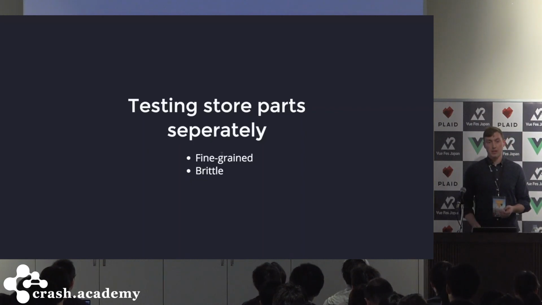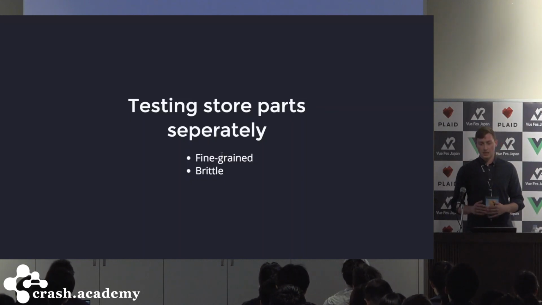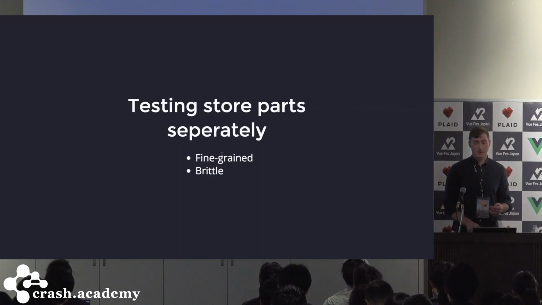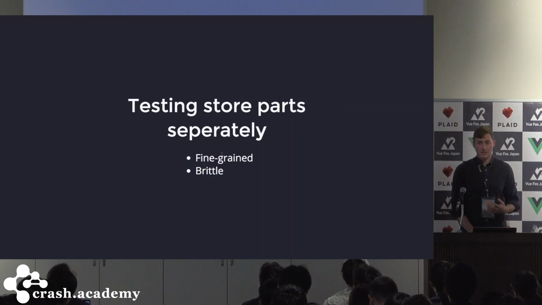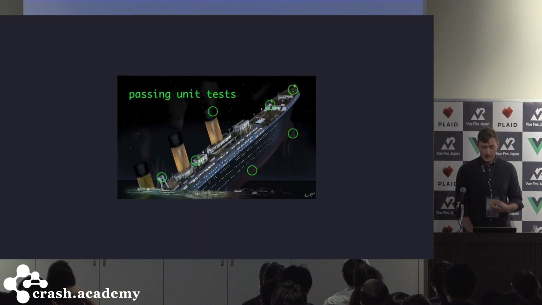The benefit of testing store parts separately is that your tests are really fine-grained. So when one of the tests fails, it's easy to find out where the problem is, because the unit of code that you're testing is very small. But the problem of testing all the store parts separately is that your unit tests are brittle. It's difficult to refactor your store without breaking lots of tests. And the problem with unit tests in general, you can end up with the problem where all of your tests are passing, but your application is completely broken.